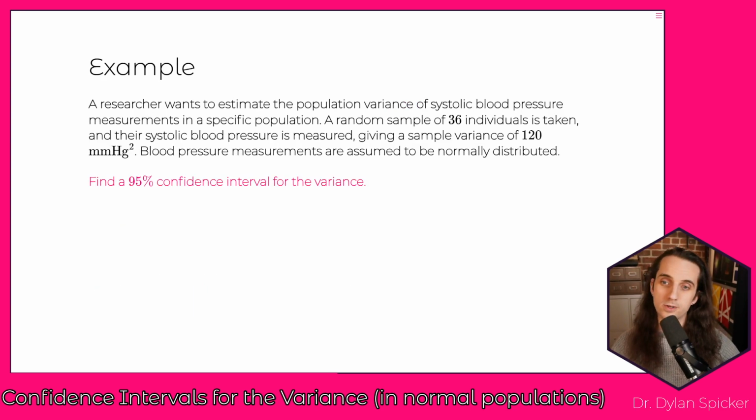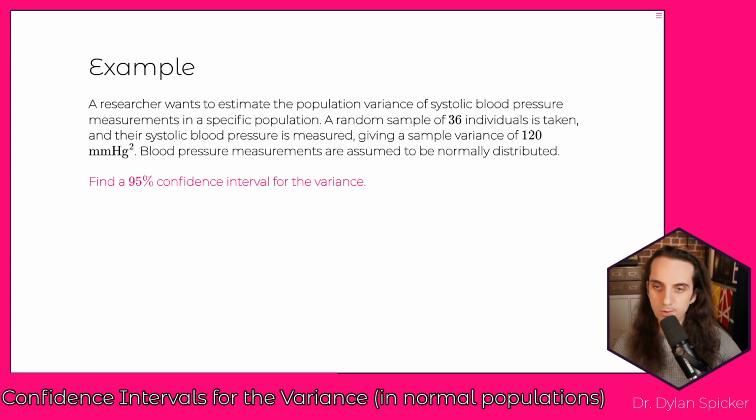So we can take a look at how this works out in an example here. A researcher wants to estimate the population variance of systolic blood pressure measurements from some specific population. A random sample of 36 individuals is taken, and their blood pressure is measured with a sample variance of 120. Blood pressure measurements are assumed to be normally distributed, and so we can use the standard interval for normal-based variances. We want a 95% confidence interval, right?